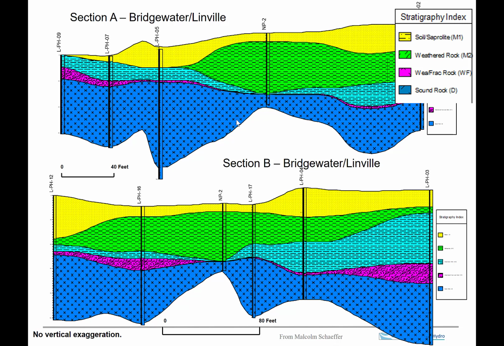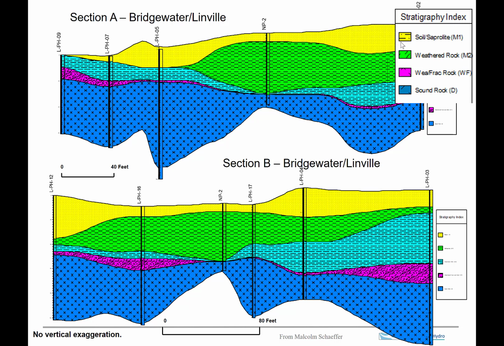And so those studies were based on probably a smaller sampling of the sites compared to what Malcolm Schaeffer had to look at. And so when you put it together, well, here's some examples. We can start off just by taking a look at this set of cross sections from the Bridgewater Linville site.